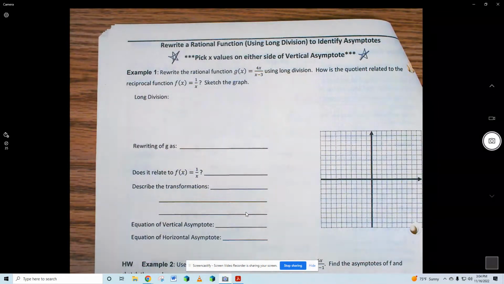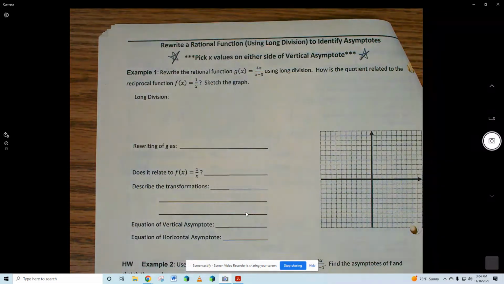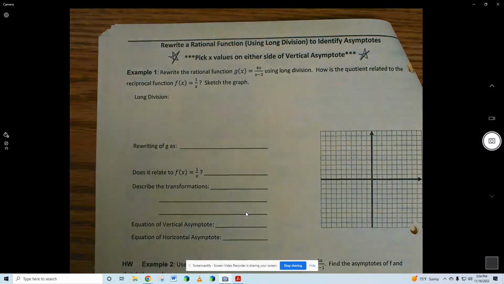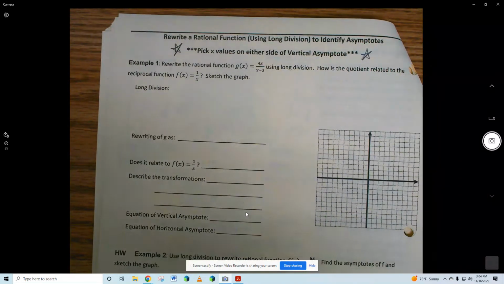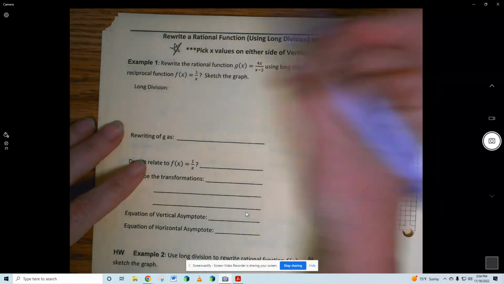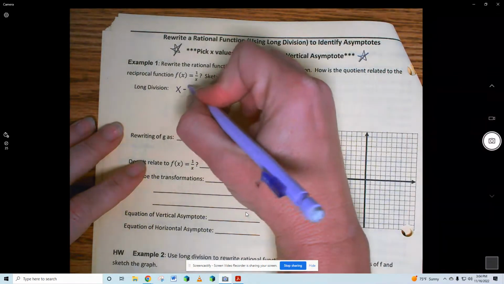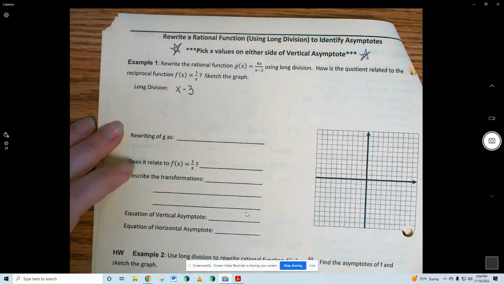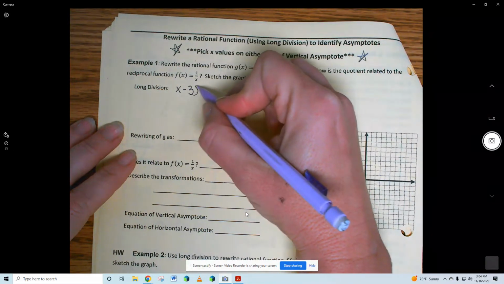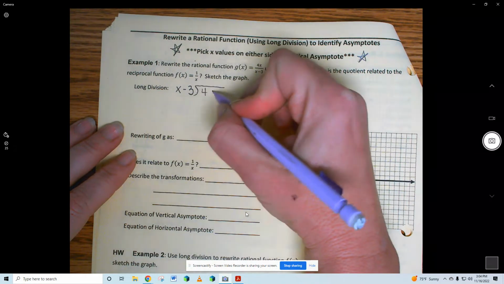Here we go. Example 1. Rewrite the rational function g of x equals 4x divided by x minus 3 using long division. Okay, here's long division. The denominator goes on the outside of the fraction. The numerator goes on the inside.